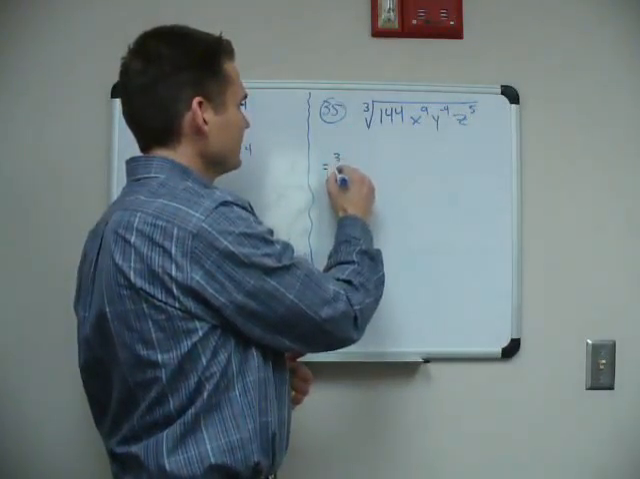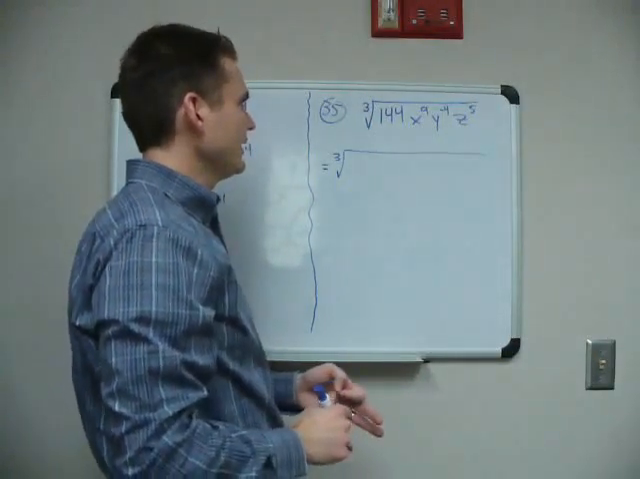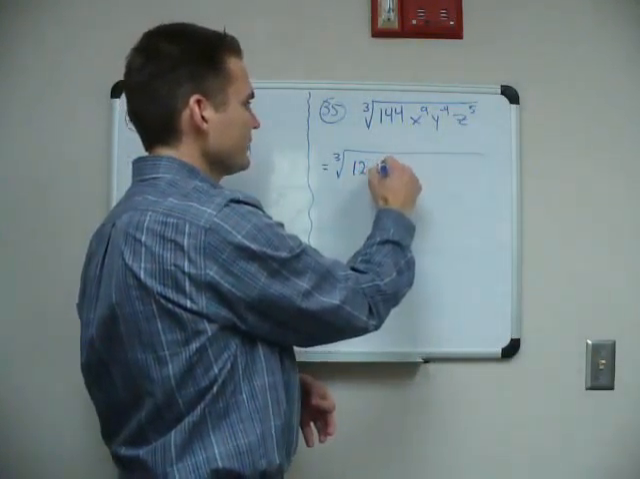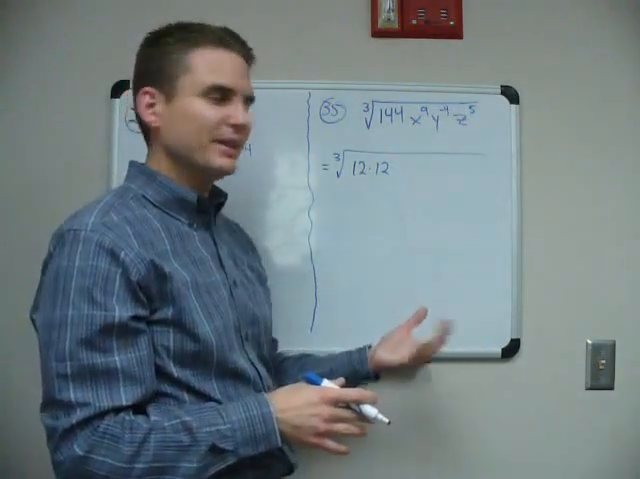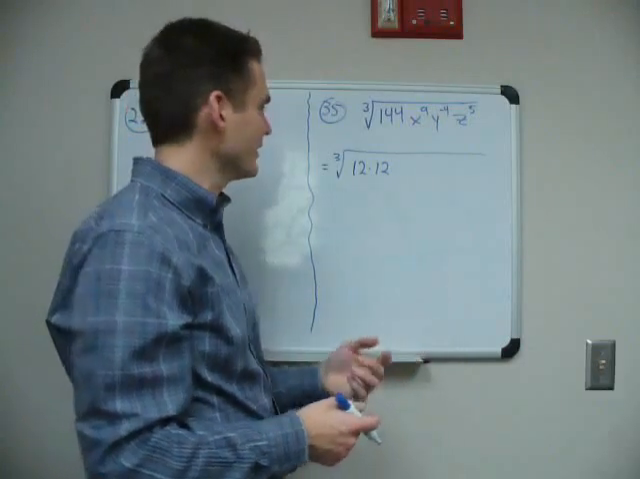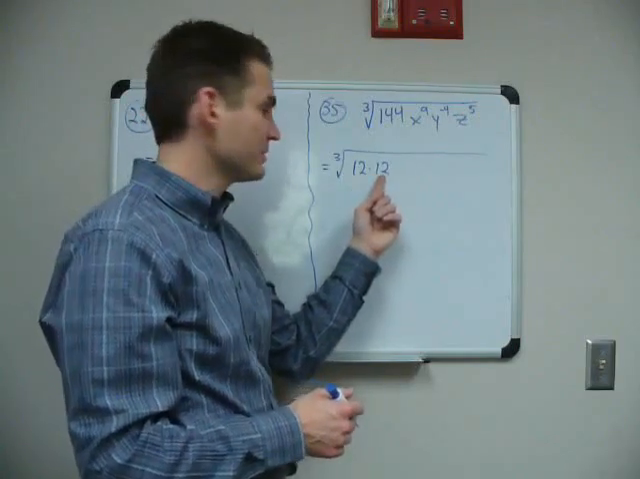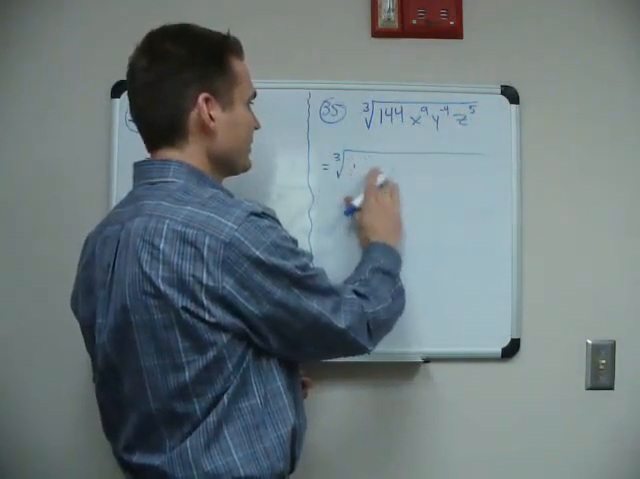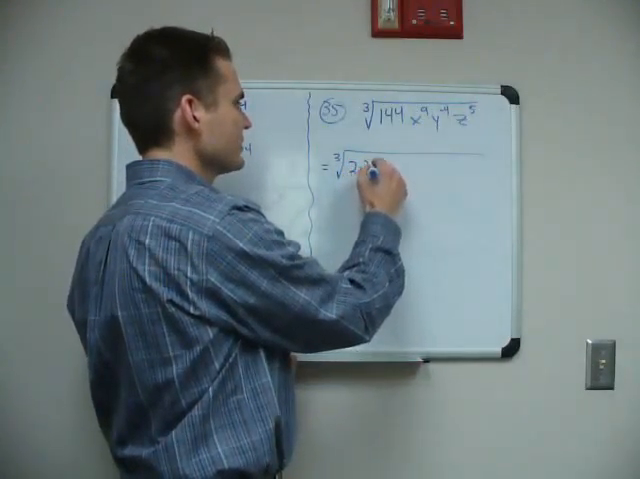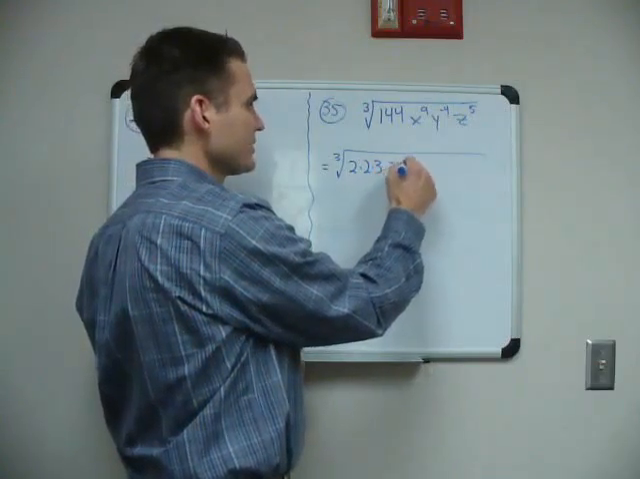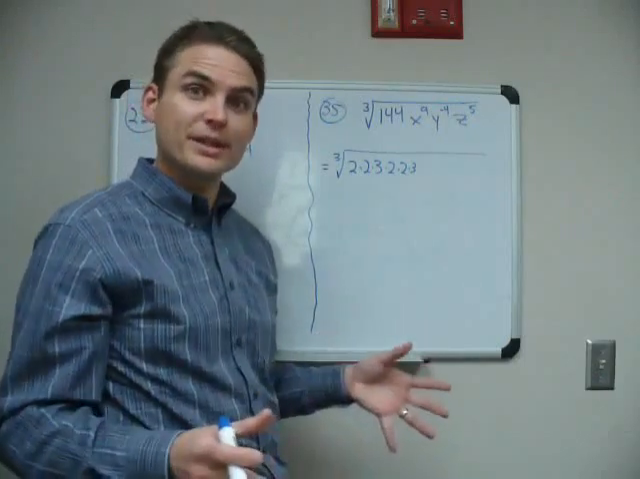So we've got 144. How does 144 factor? Well, 144 is 12 times 12. You could start there, but you want to factor it completely. 12 and 12 factor further: this 12 is 2 times 2 times 3, and this 12 is 2 times 2 times 3. So altogether, the completely factored version of 144 is 2 times 2 times 3 times 2 times 2 times 3. I factored 144 into as many small pieces as I can.